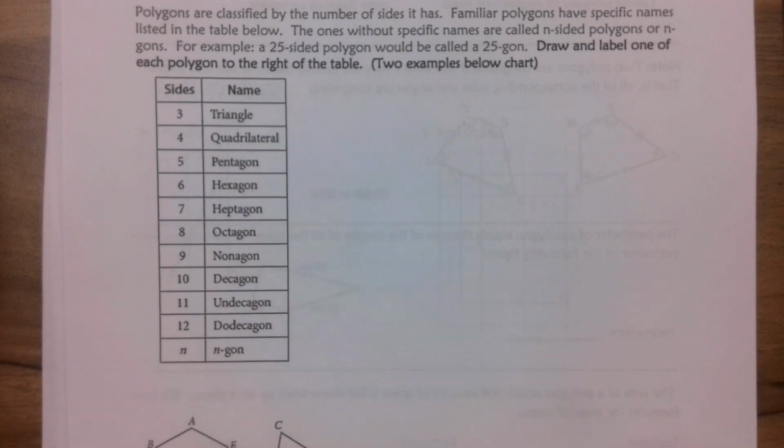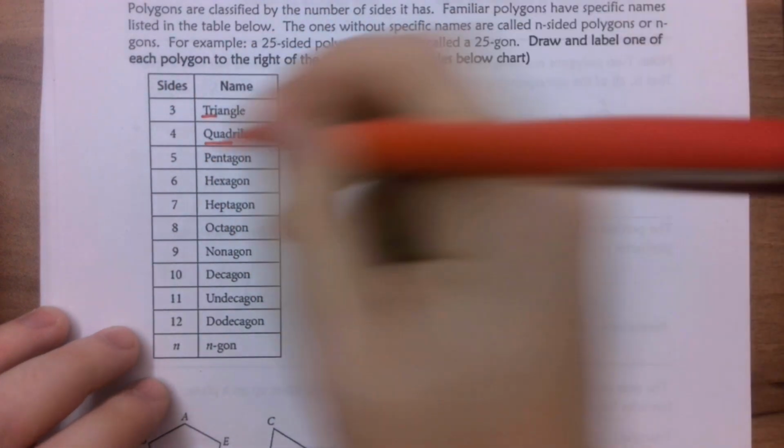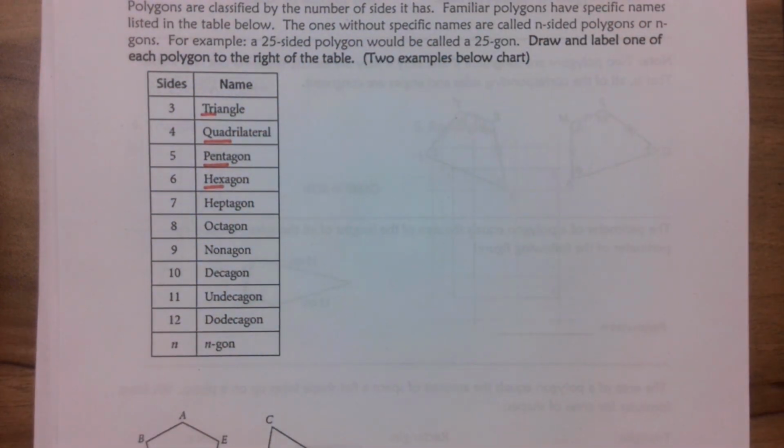A polygon with 3 sides we know is a triangle. A polygon with 4 sides is a quadrilateral. A polygon with 5 is a pentagon. 6 is a hexagon. And we start to notice that there seems to be a bit of a pattern. Triangle, quadrilateral, pentagon, hexagon. These are all Roman prefixes for different numbers.